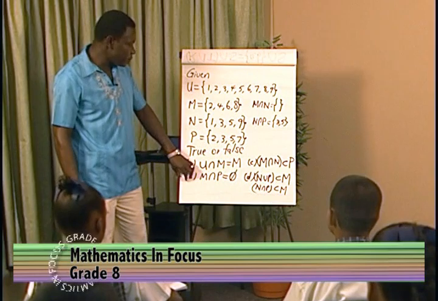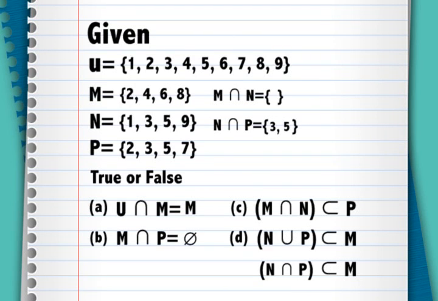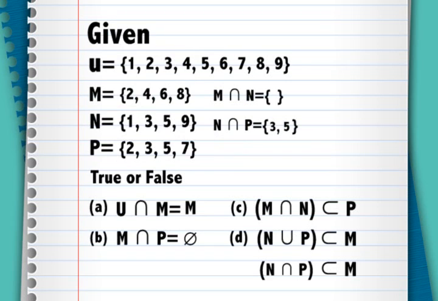To finish off this example, let us do a Venn diagram. So we have the universal set U. Is there any intersection with M and N? No, sir. Is there any intersection with M and P? Yes, sir. So we need to join these two. So we have M, and we join it with P. Is there any intersection with P and N? Yes, sir. Good. So we join P to N.